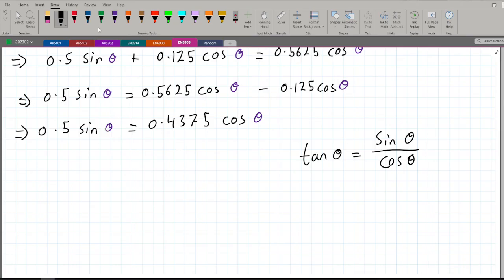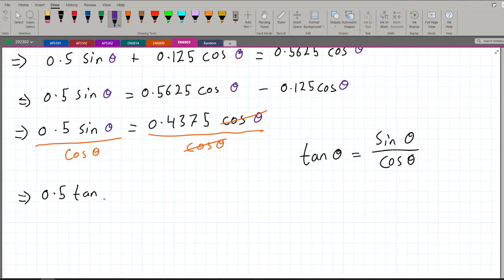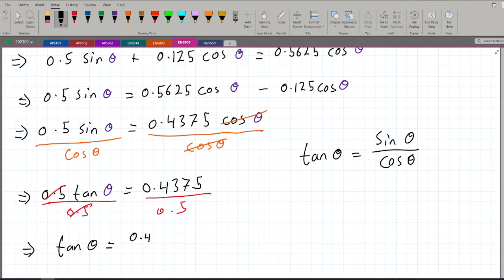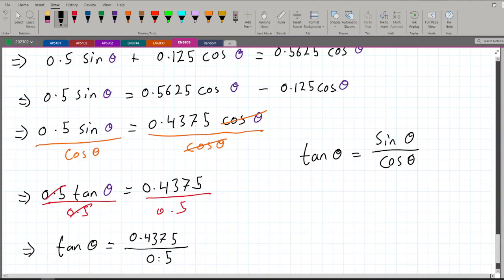So if we divide both sides by cosine theta now, you will notice that the cosine thetas will cancel on the right, and on the left we will have 0.5 tan theta is equal to 0.4375. Now we can divide by 0.5 on both sides, so that I can get rid of the 0.5 over here, and we will remain with tan theta is equal to 0.4375 divided by 0.5. All right, so 0.4375 divided by 0.5, that is 0.875.